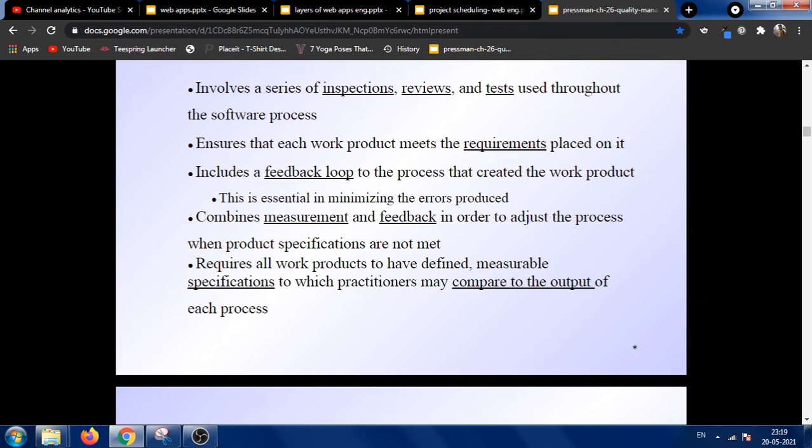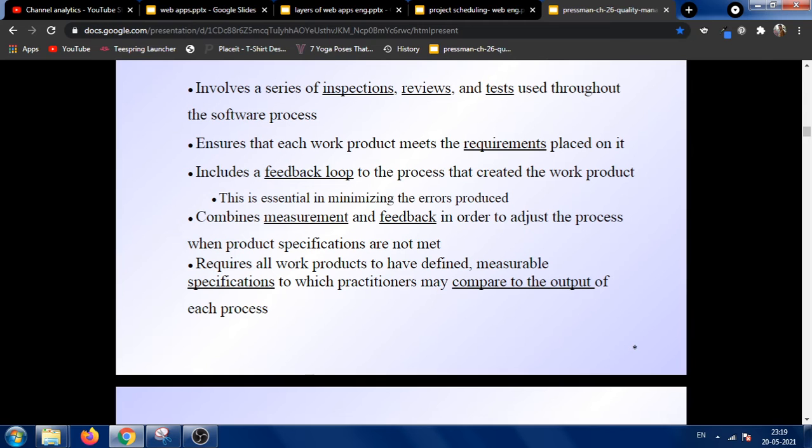And it combines measurement and feedback in order to adjust the process when the product specifications are not met. So in case the expected specifications are not met, they have to combine the measurement as well as the feedback: what was expected and what feedback has now been received. We have to combine these two in order to make the process better.